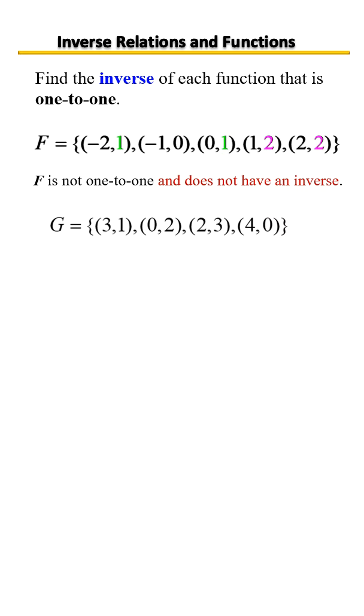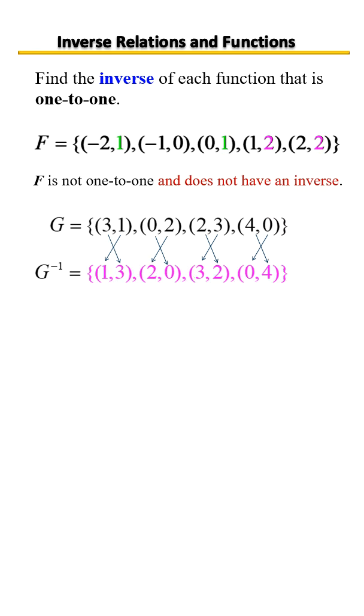Let's take a look at the next example. All we need to do is check to make sure none of our y values repeat themselves. They do not. So that indicates that this is a one-to-one function and it does have an inverse. And to find its inverse, all we have to do is swap the x and y values and we have the inverse of that function. And notice we write it with a -1 as its exponent to represent that it is the inverse of the function itself.